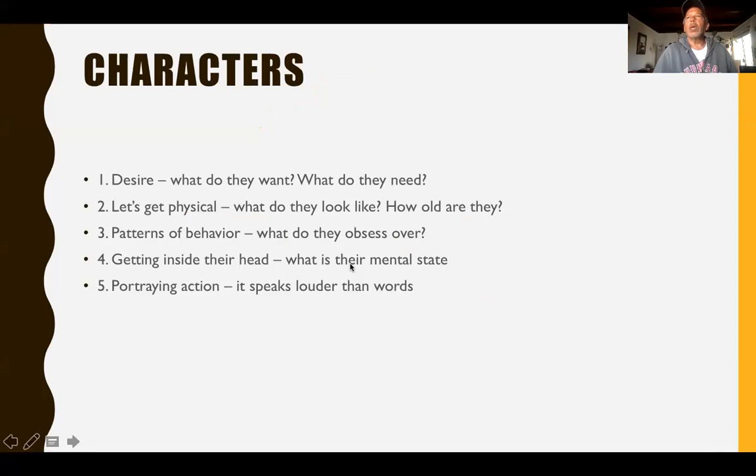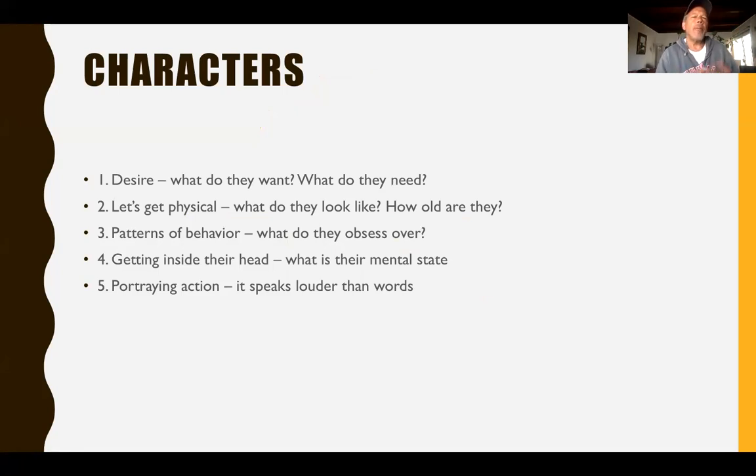Okay. You've got to remember that characters in your story, you're not the only character. There are other people, obviously: friends, loved ones, enemies, all kinds of people that you need to account for in your story. We're going to talk a little bit about how to portray them today.